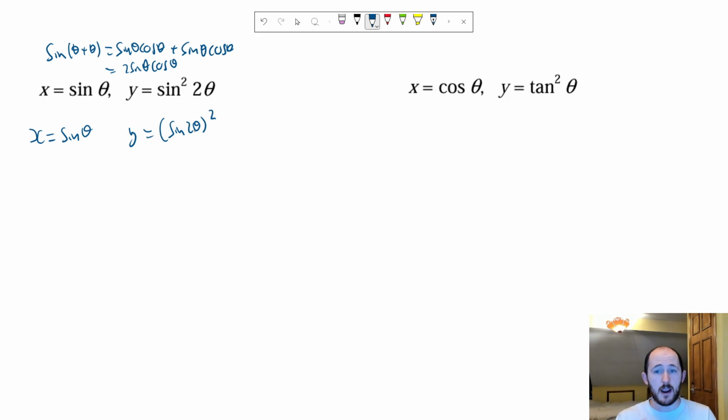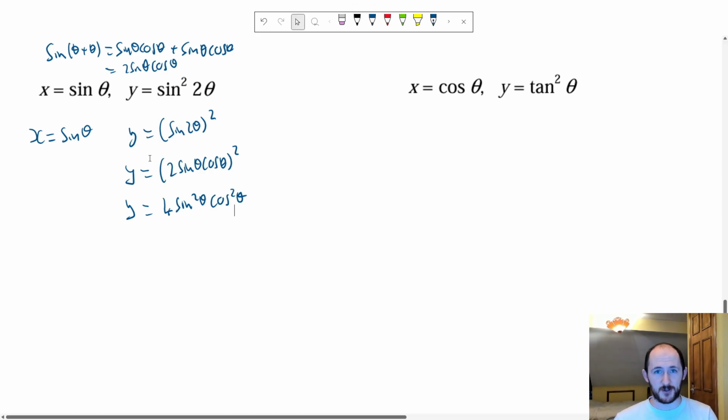We're literally squaring sine 2 theta. So if I do that now, we get 2 sine theta cos theta squared. So if I quickly expand that, now I just want to make sure, oh God, I think I just had a stroke. To keep you rest assured, this is all one step.